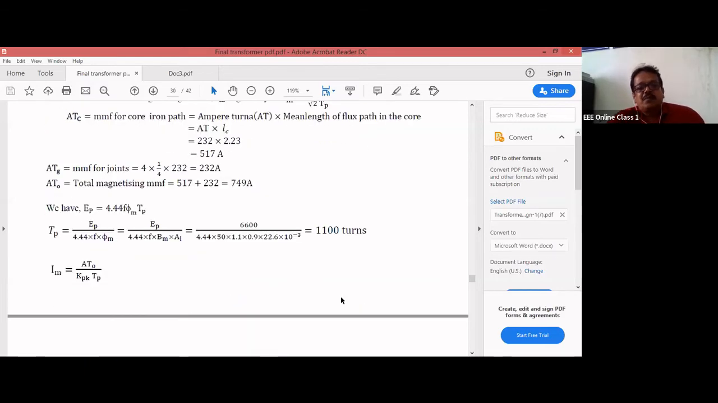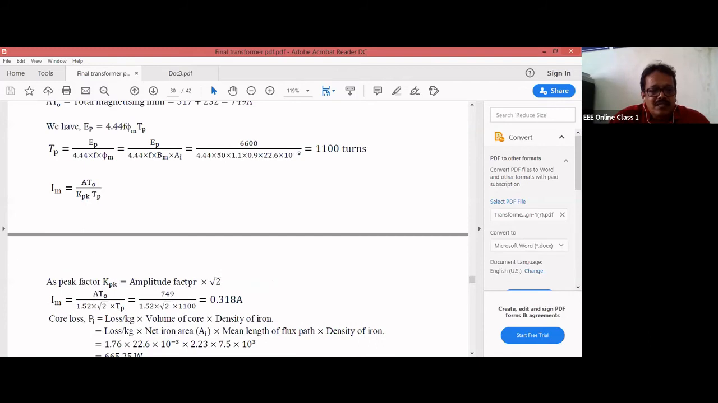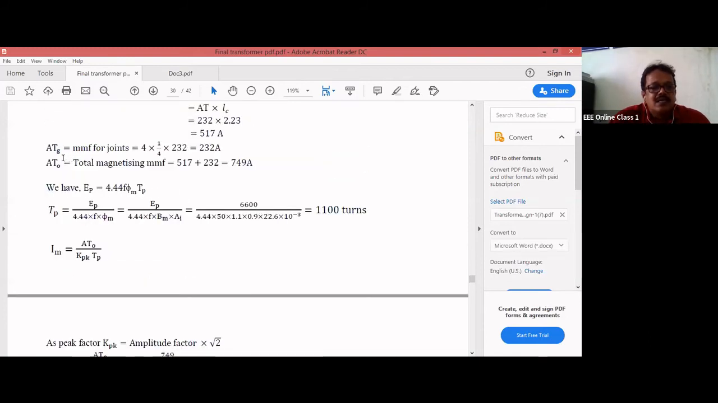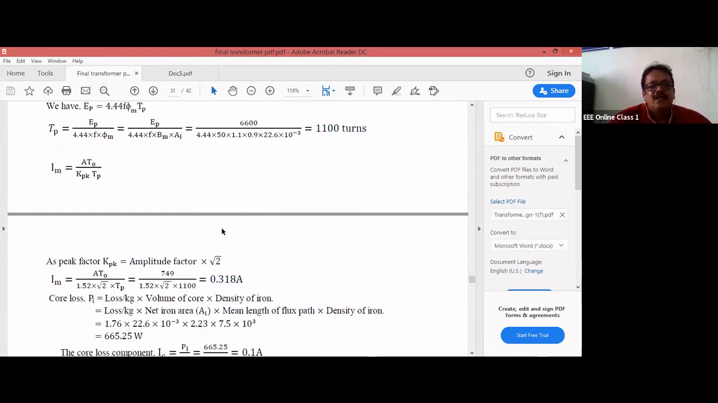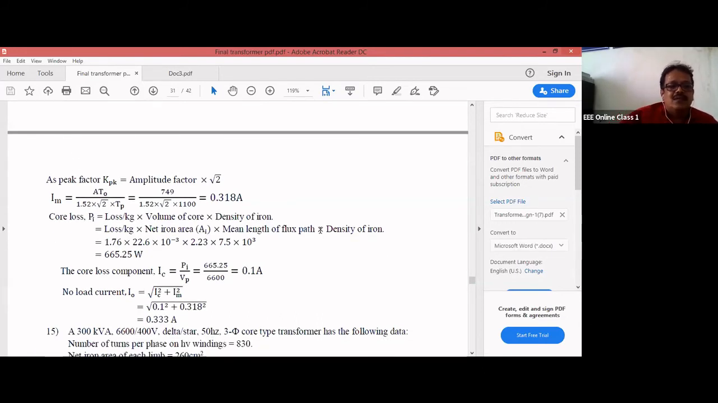This is a standard problem from Ekesani. Please remember these two steps, because they never change any data directly in the labs with textbook problems. This is a standard problem, so make sure you practice it. As peak factor kpk is equal to amplitude factor into root 2, kpk is replaced by 1.52 into root 2. Then you calculate Im. Once you calculate Im, then you calculate what?